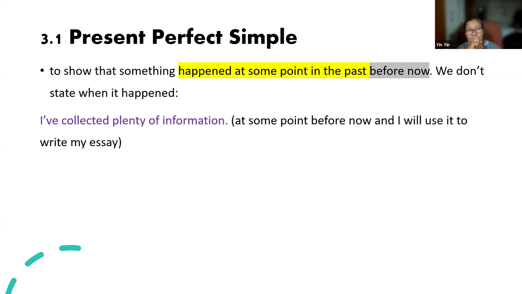I have collected plenty of pyramid information. So at some point before now, I was used to use it to write my essay.